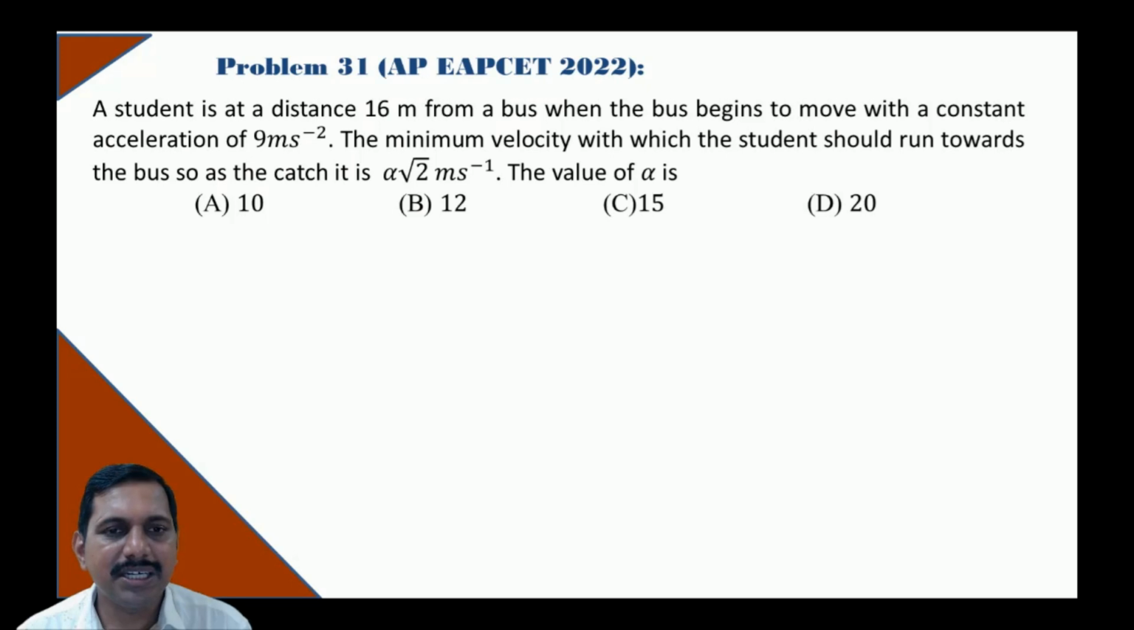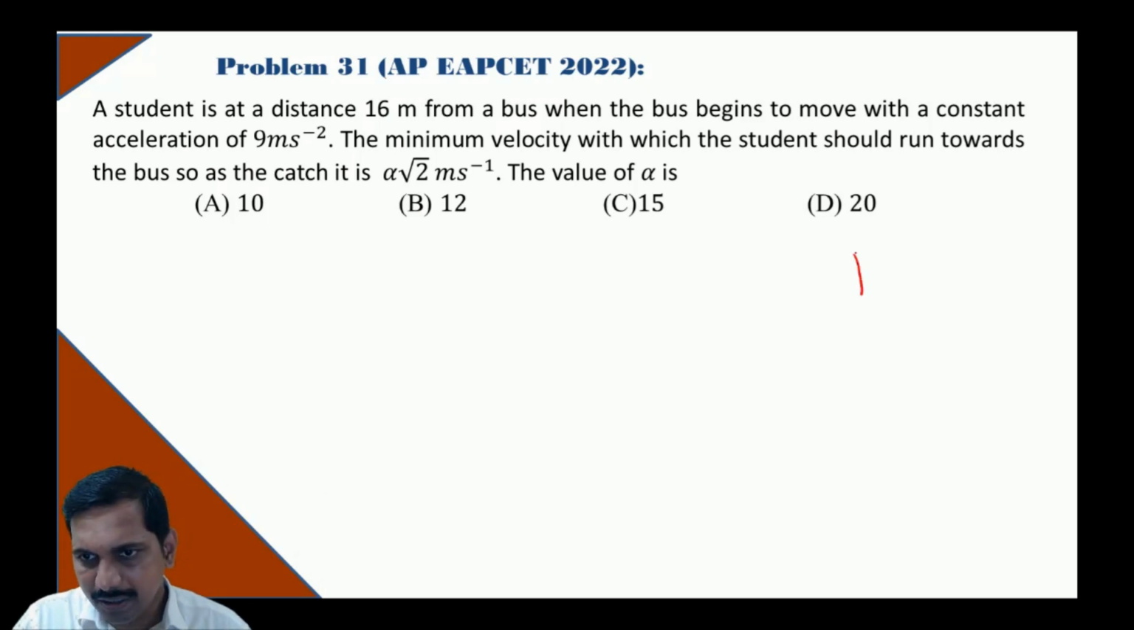A student is at a distance of 16 meters from a bus when the bus begins to move with constant acceleration of 9 meters per second square. The minimum velocity with which the student should run towards the bus so as to catch it is alpha into root 2 meters per second. The value of alpha is, let us see this.